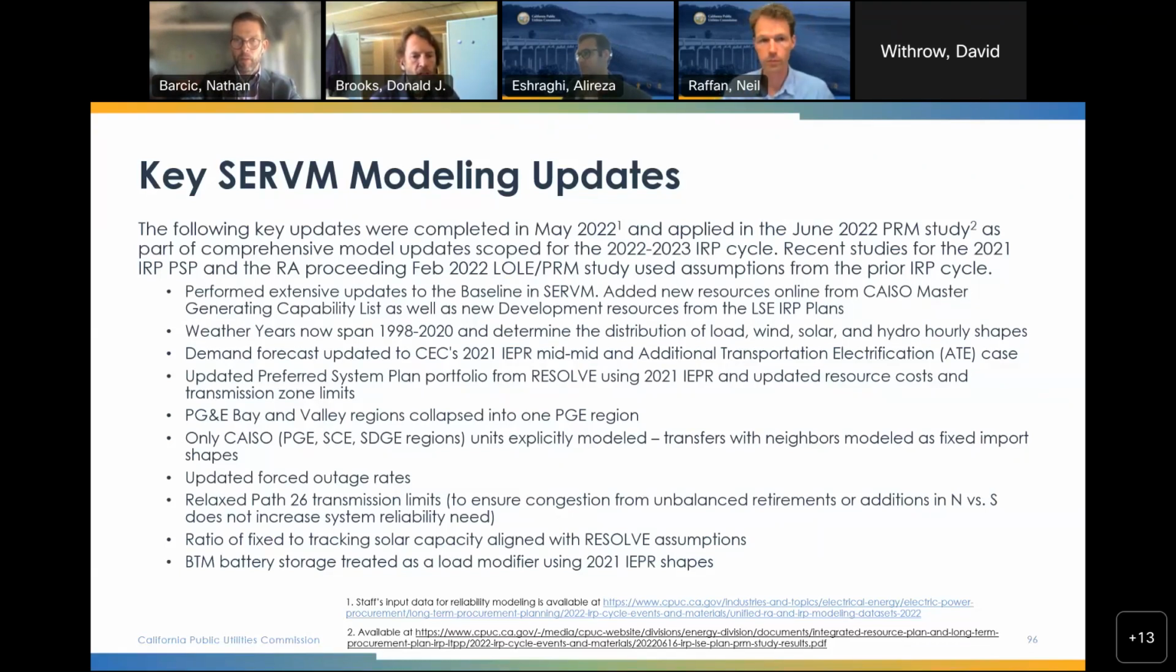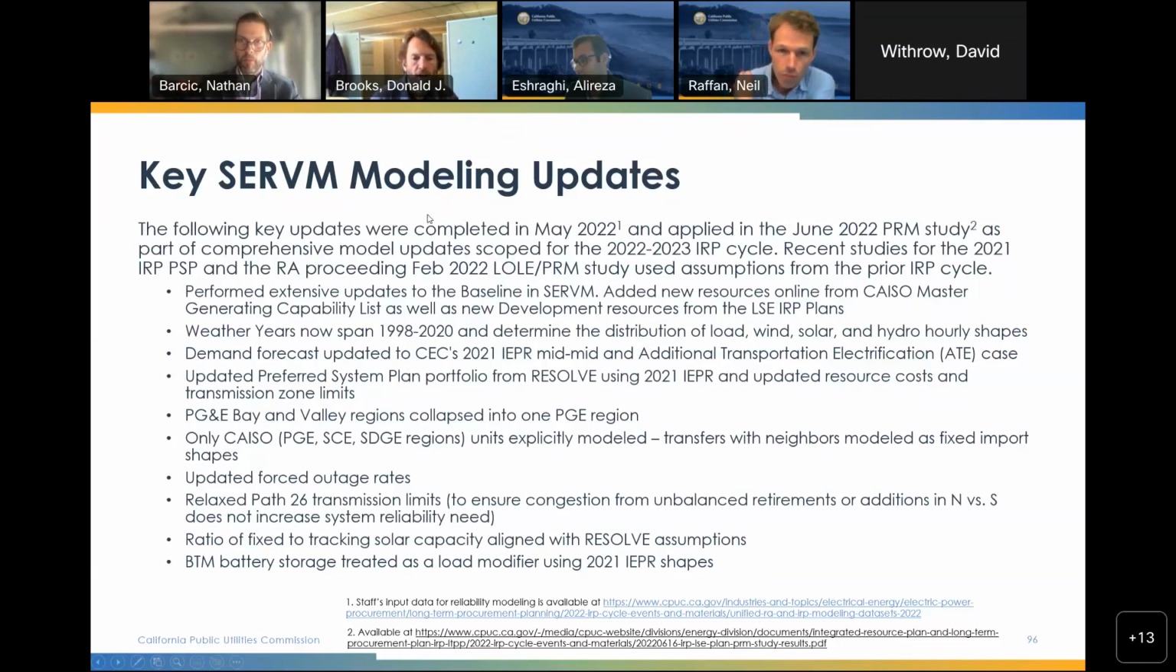We also updated fixed and tracking solar capacity to align between Resolve and the new master generating capability list inputs to make sure that we got solar generation correctly put in categories. And finally, the BTM battery modifier is now treated as a load demand modifier using the 2021 IPER demand modifier shapes instead of trying to model it as an economic resource in the model. The in front of the meter, supply side storage, is still modeled as an economic resource. So it's a lot of work we've been doing.